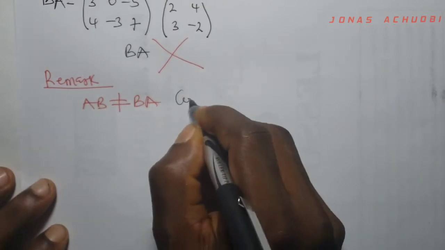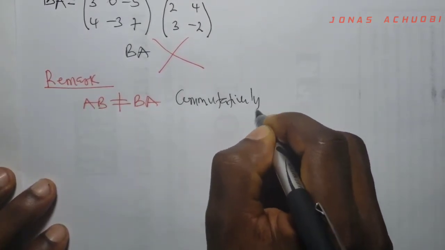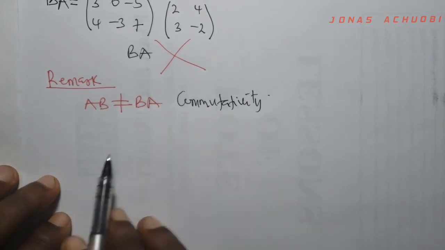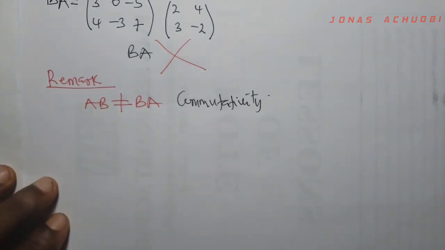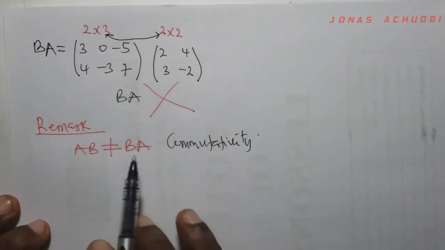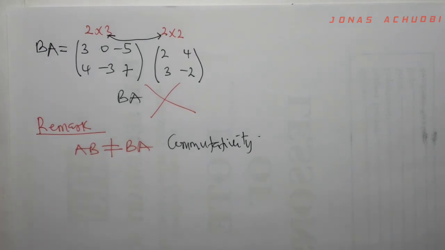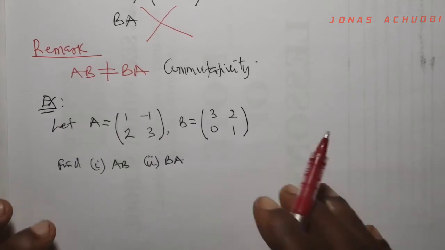The term for this is what we call commutativity. So this tells us that matrix multiplication is not commutative. In fact, in this case, you see that BA is not even possible. There are instances where BA is possible, AB is also possible, and AB will be different from BA. In fact, our next example should be able to illustrate that for us. So let's take this example.